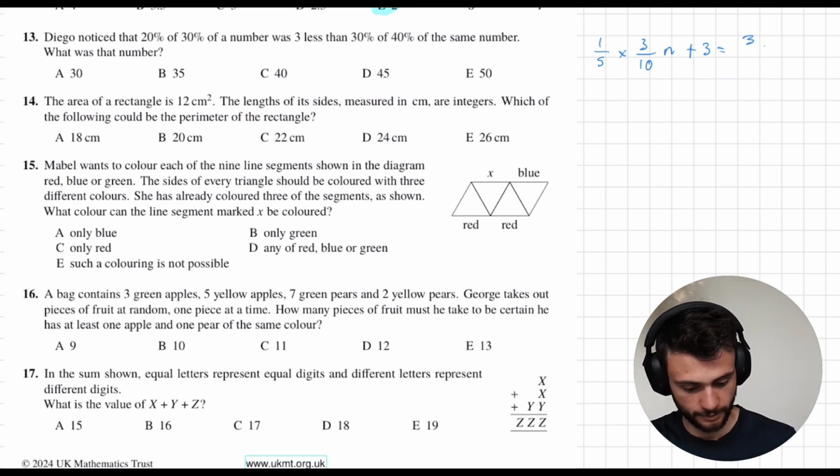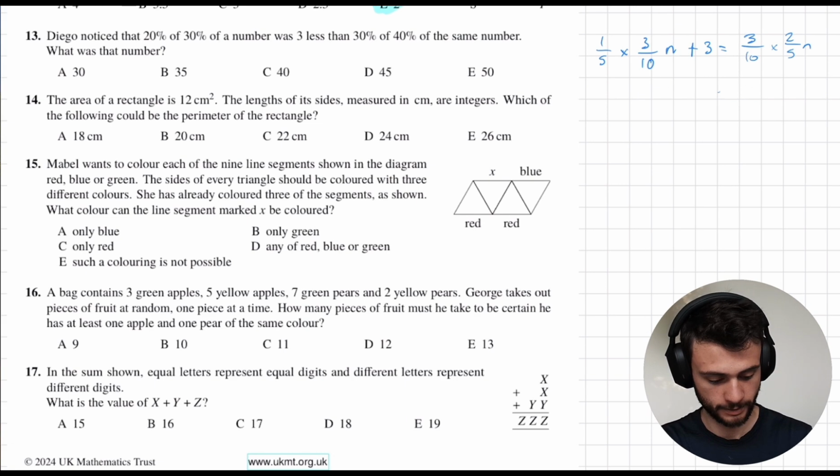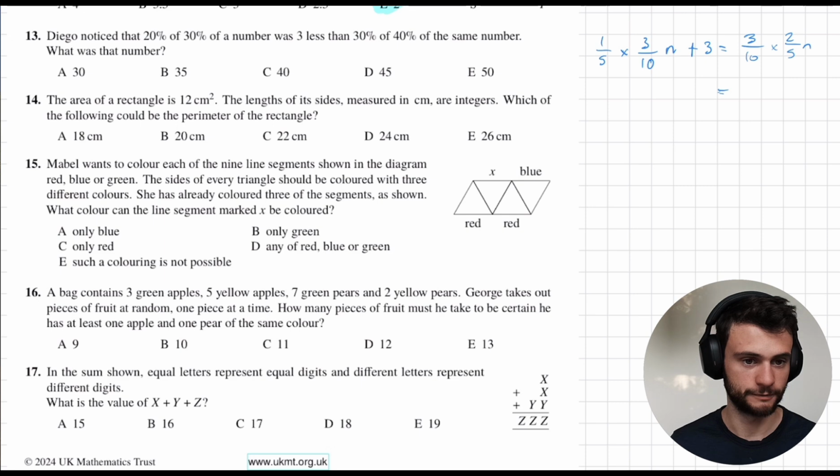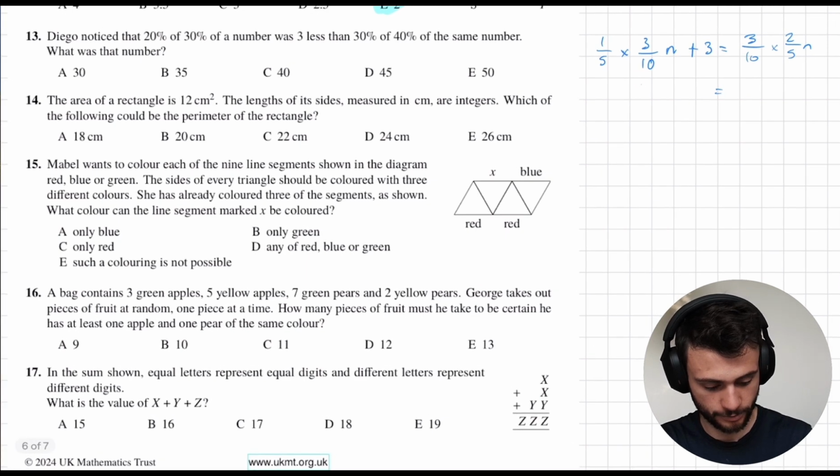Then 3/10 times 2/5. So it's equal to 3/10 times 2/5 of the same number, which we've called n. So now it's just a process of simplifying and solving this equation. So once we've done that, we can start to simplify the fractions. So we can get 3/50n plus 3 is equal to 6/50n.